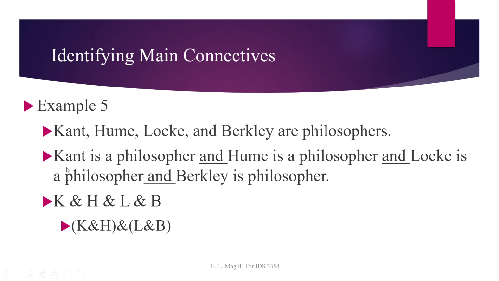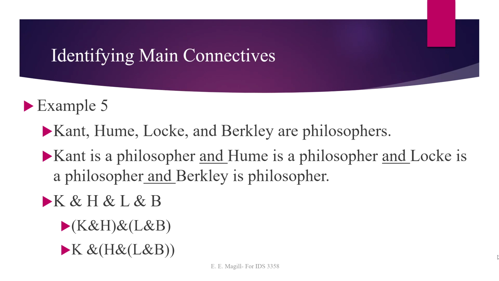Of course, that's not the only way you could correctly symbolize this sentence. You could do it in a bunch of different arrangements. You could do something like this. Each conjunction still only has two conjuncts, right? This one has K and then this whole big sentence. This one has H and then the L and B sentence. And then this one has L and B. So that still works, though it's a little less clear.